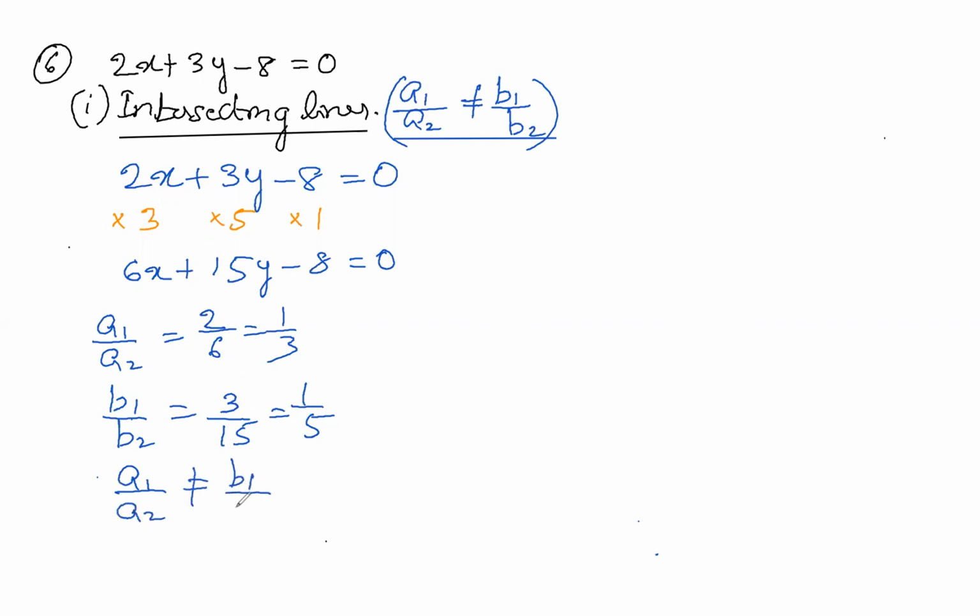We can multiply with any number of our choice, right? But two different numbers we will multiply if you want to get A1 by A2 not equal to B1 by B2. If you want to get A1 by A2 equal to B1 by B2, you will multiply the same number of our choice. Okay, same number. Fine. That is the second one.